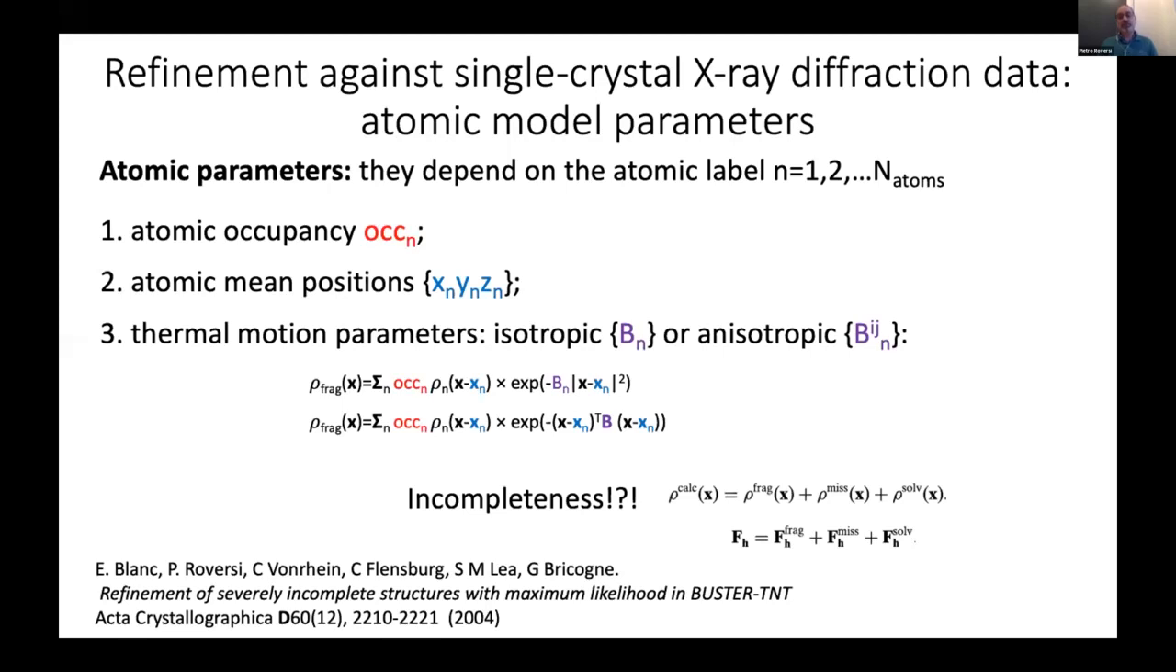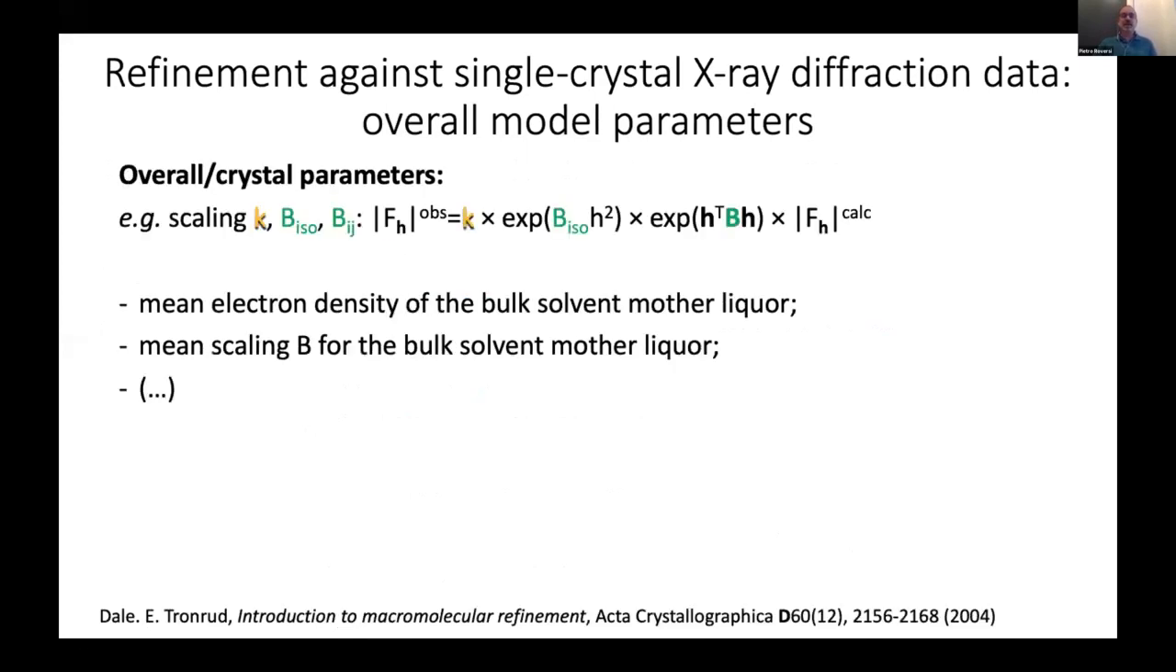Here I will touch upon one aspect, which is that very often we refine models that are not complete, and therefore we have to deal with refinement in presence of incompleteness. And I worked on this some time ago, and that attempt at modeling refinement in presence of incomplete models has not been followed up.